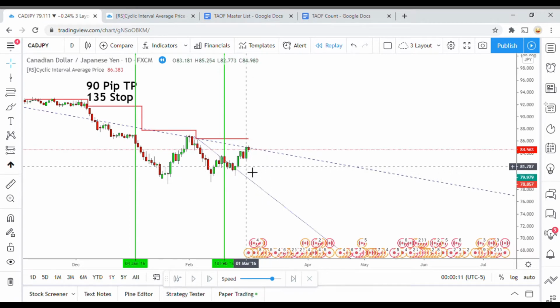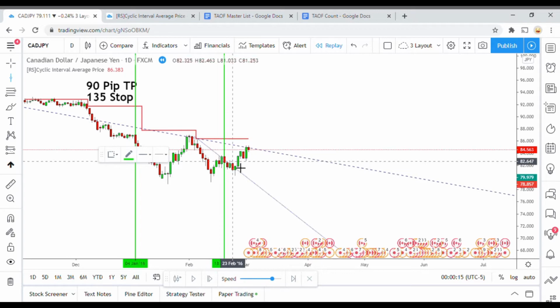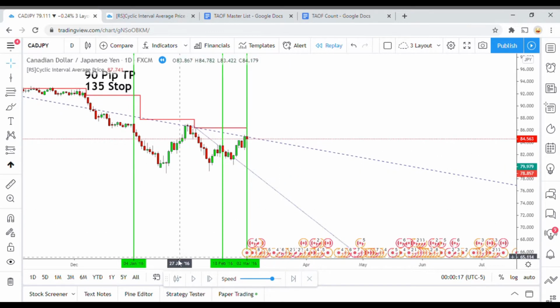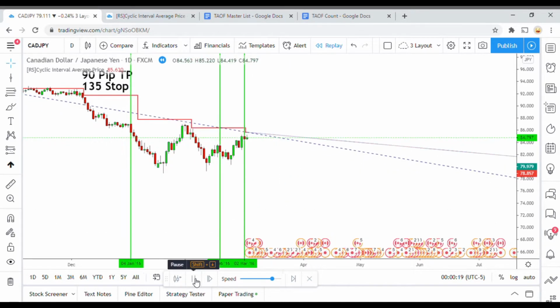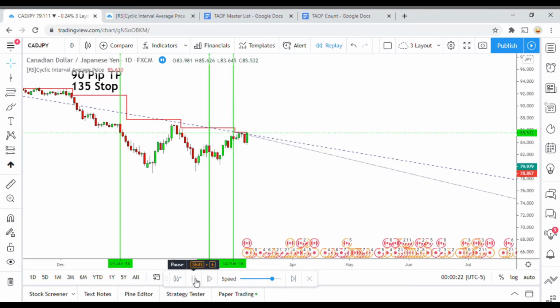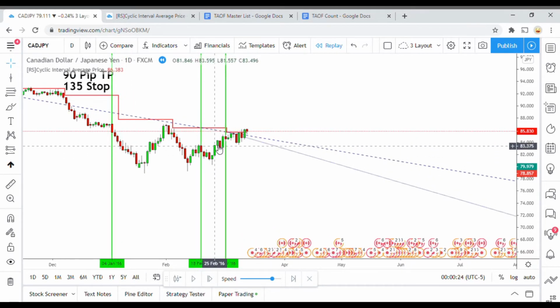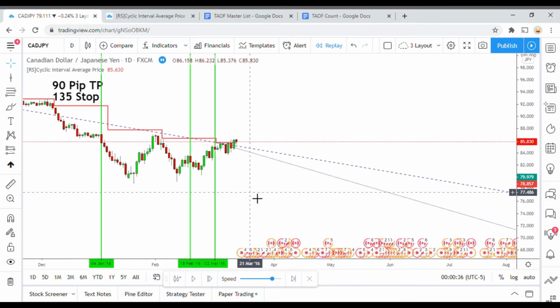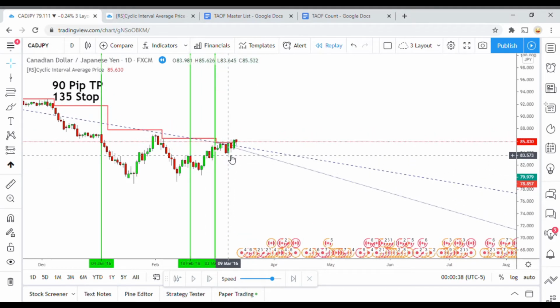Let's see what happens. There's a touch and a red bar rejecting right here. Let's play it forward. Let's see what we get. Let's measure that one out and see. It's going to be really close, but it does appear as though it did get us to take profit.